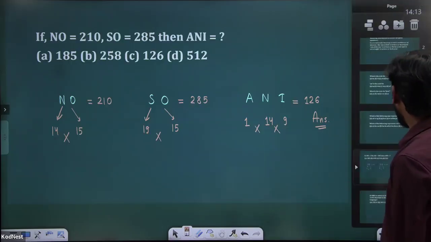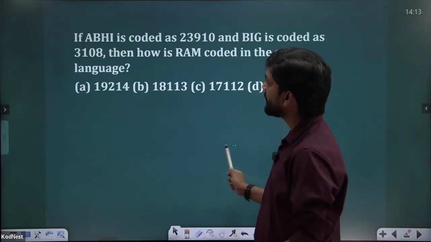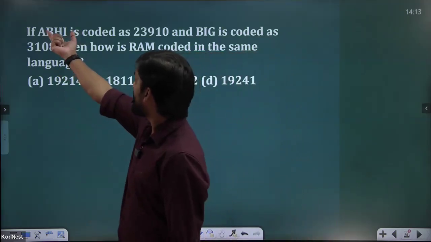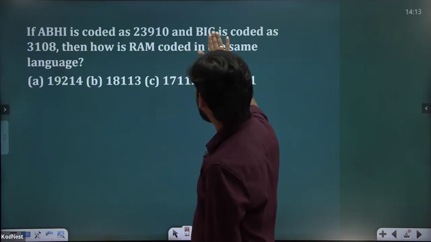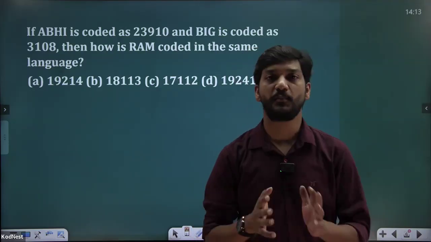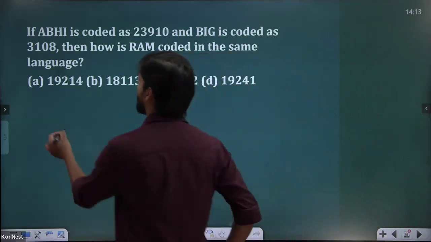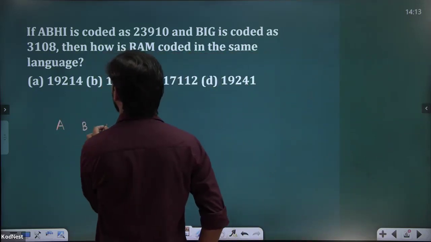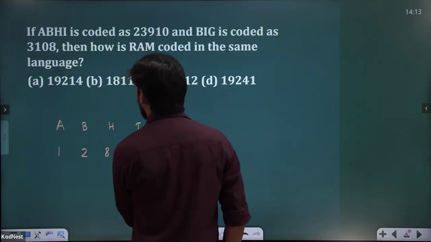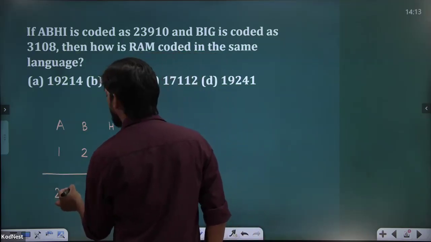If you go to the next question, not always it will be related with the place values. If you carefully see in this question, this word abhi is a very big number. Big is coded as 3108. 3108 also is not a small number, it is a big number. Whenever big numbers are given, think it this way: A, B, H, I. Write the place values 1, 2, 8 and 9. And now write the code also. So 23910.